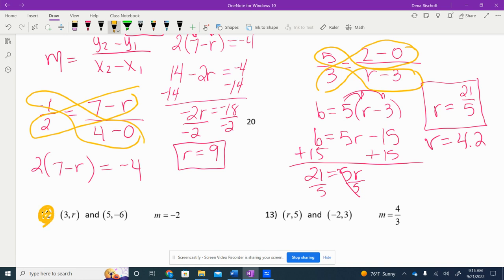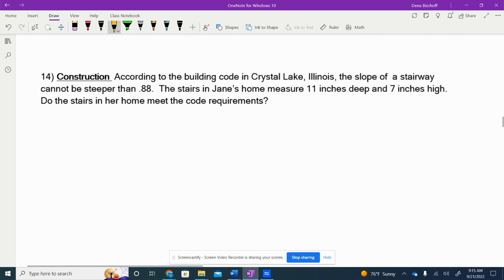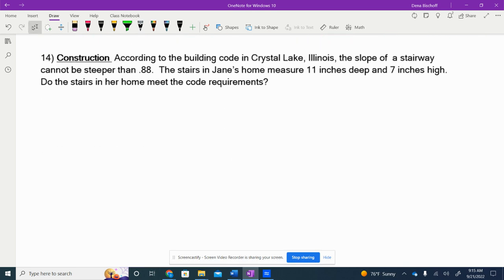You guys are going to do number 12 and number 13 as part of your homework. I want to do number 14. So word problem. According to the building code in Crystal Lake, Illinois, the slope of a stairway cannot be steeper than 0.88. So that means that the slope has to be 0.88. The stairs in Jane's room measures 11 inches deep and 7 inches high. Do her stairs meet the code?